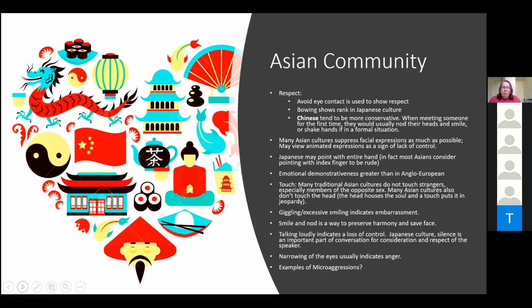Many Asian cultures suppress facial expressions as much as possible. They may view animated expressions as a sign of this person does not have control. They are out of control. Pointing, right? Some cultures, especially Asian cultures, pointing with your index finger is considered rude. So a lot of Asian cultures will point with their entire hand.